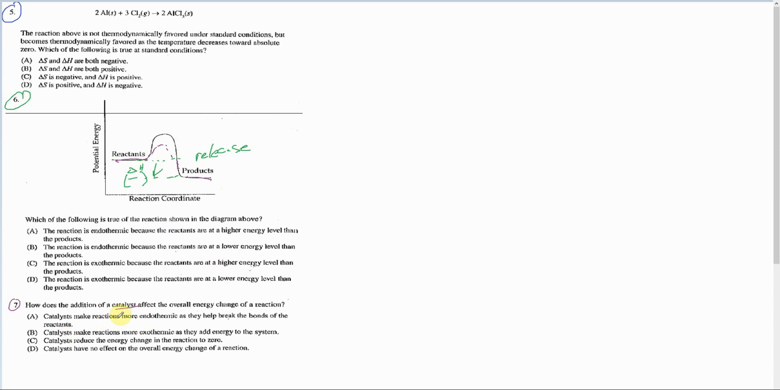So let's look at their answers. Catalysts make reactions more endothermic. No, they do not, because they don't change the energy of the reactants or products. Catalysts make reactions more exothermic. No, they don't add energy to the system. They only lower the energy of activation.